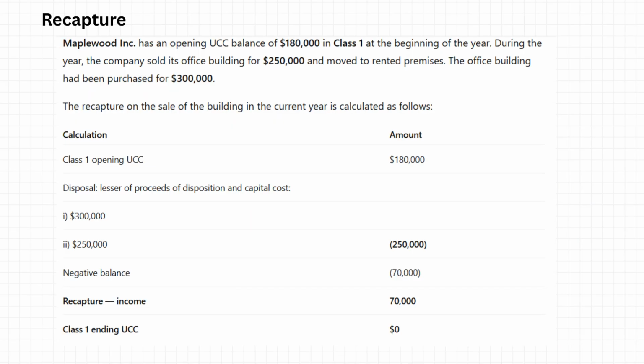Here's a perfect example of recapture. So, this company had a building with a UCC, a tax value of $180,000. They turned around and sold it for $250,000. That $70,000 difference is the recaptured amount. It gets added right back into their income for the year, and yep, they have to pay tax on it.